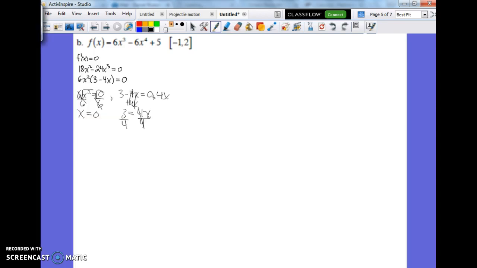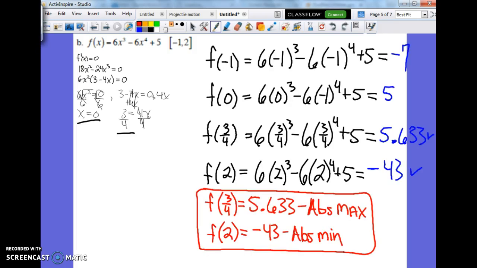So now set up the endpoints and the two portions of the graph right here, these x values, plug them into the original function to see which one's the highest, the max, and which one's the lowest, the min. So just plug them in. Determine which one your highest and your lowest function is. What is the bottom two? And then go ahead and write your answer down here just like that. Okay. Now, I'll go ahead and do C and D.